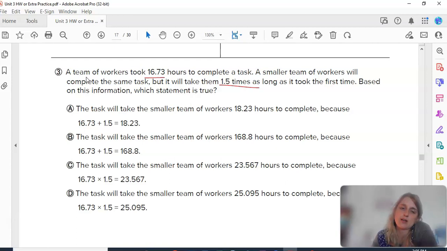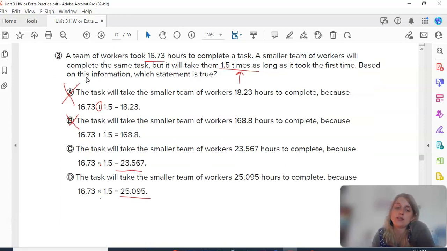The task will take the smaller team of workers 8.23 hours to complete because, oh wait, here they added. This says times. So this one's not true. Even if mathematically it's true, which I didn't even check, it's not what we're doing because we're not adding, we're doing multiplication. Same deal with B, we are multiplying. So down here we see the same multiplication sentence and just two different answers. There's no way to know which one is our answer without checking.